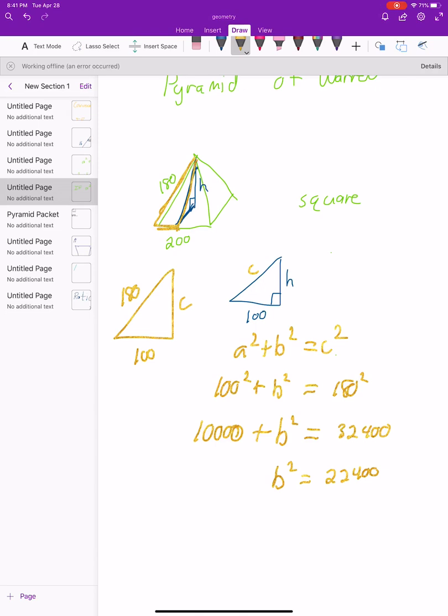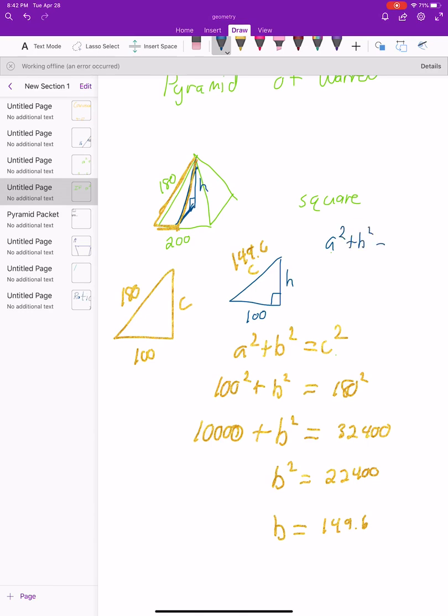Okay, here we go. B then is going to be the square root of that thing. So I'm going to go ahead and do that. 22,400, and I need to square root it right there, and I get 149.6. All right, so now that I know that this is 149.6, I can go back to this triangle, okay, and do a squared plus b squared equals c squared on it.